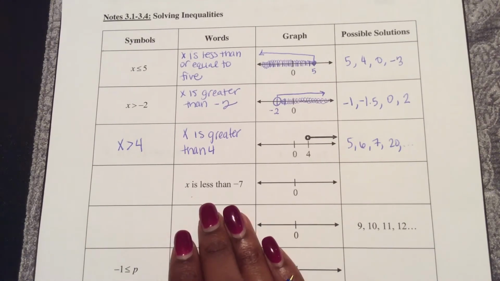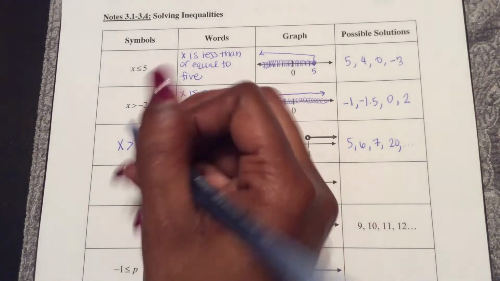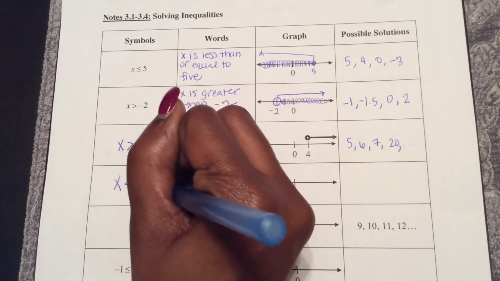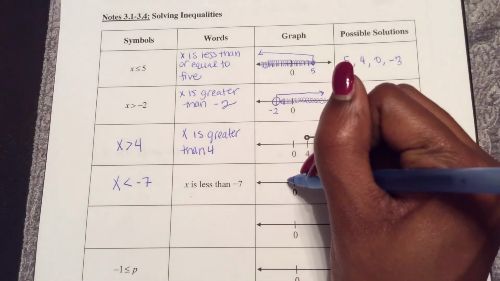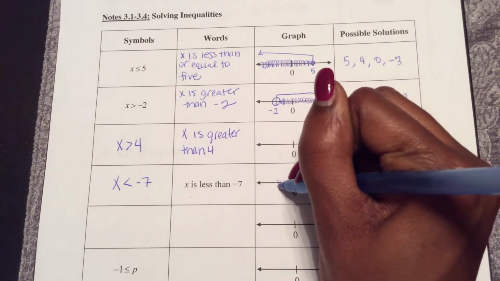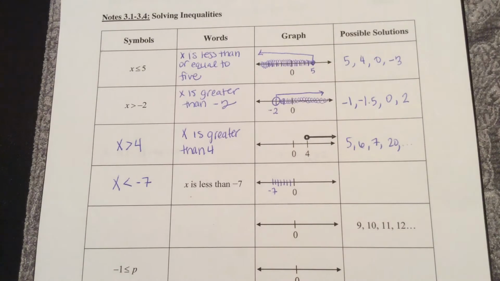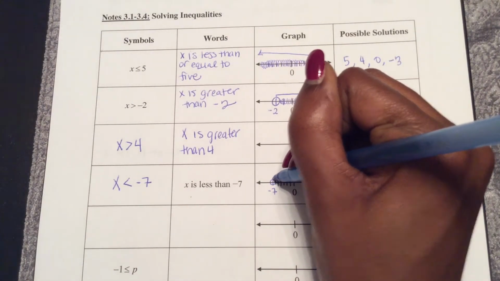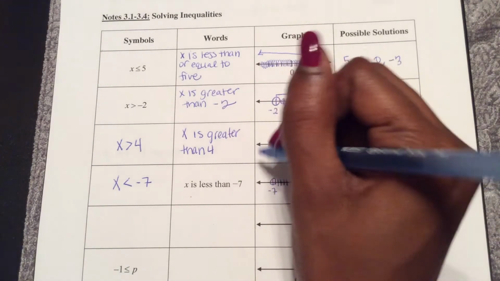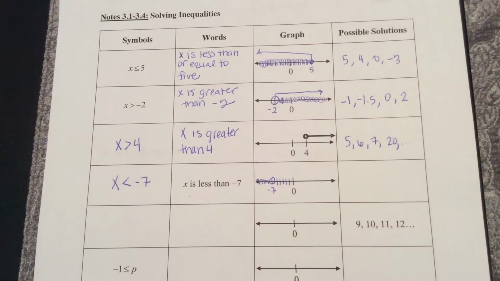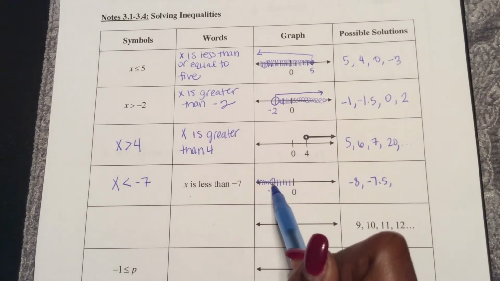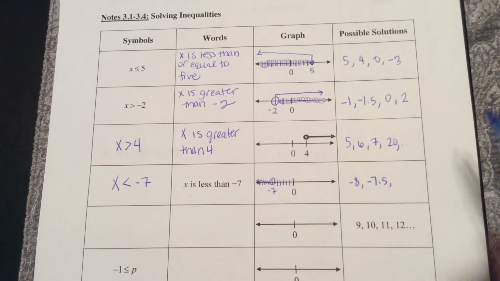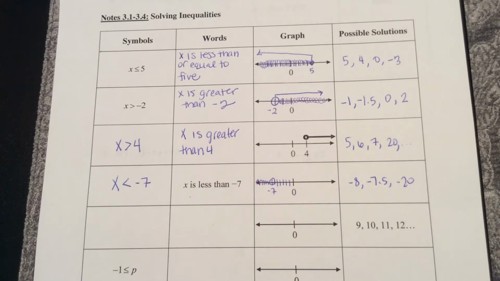Here, x is less than negative 7. If I had a graph of that on my number line, 1, 2, 3, 4, 5, 6, 7, here's negative 7. I do not want to include negative 7, so I'll have an open circle, but I want everything less than that. So possible solutions are negative 8, negative 7.5, right? Because that's less than negative 7, negative 20, really? An infinite amount of solutions to this inequality.